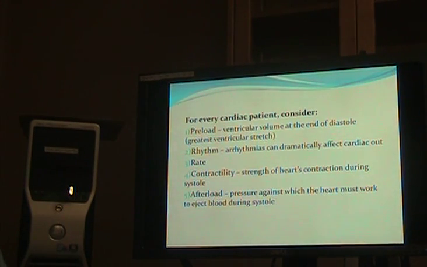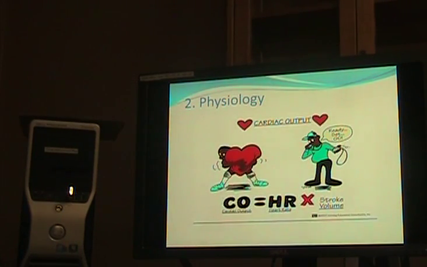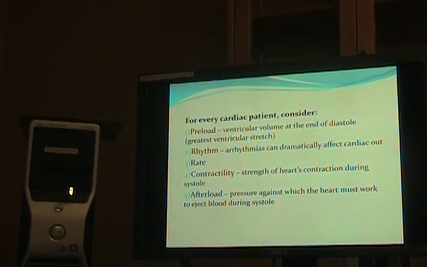Preload. Really, preload is thought of as the volume at the end of the heart being relaxed. Rhythm, of course, because even if all cardiac components are operational, a patient with a dysrhythmia can have dramatically affected cardiac output. Rate, as it ties into our formula, heart rate times stroke volume. Contractility, the ability of the myocardium to squeeze blood. And afterload. A way to think about afterload is the pressure that the heart has to work against in order to eject blood. So for every cardiac patient, consider these 5 factors.